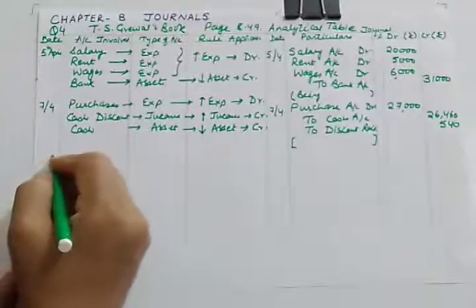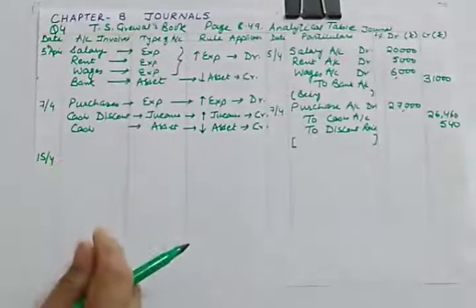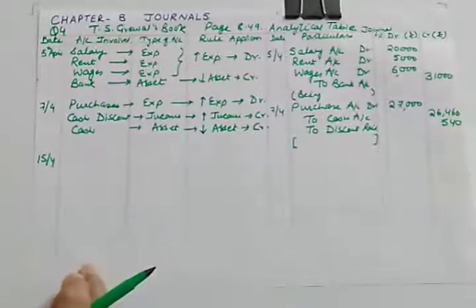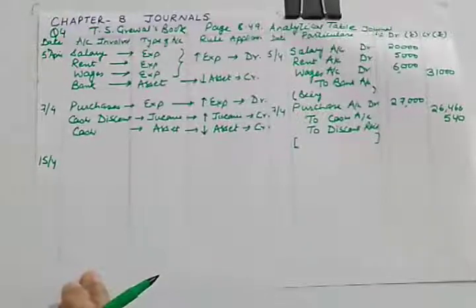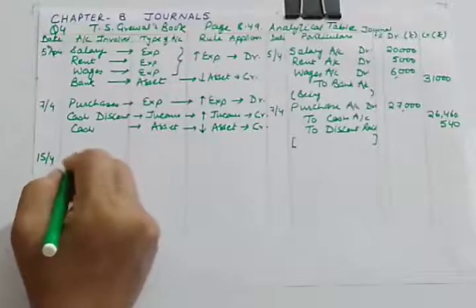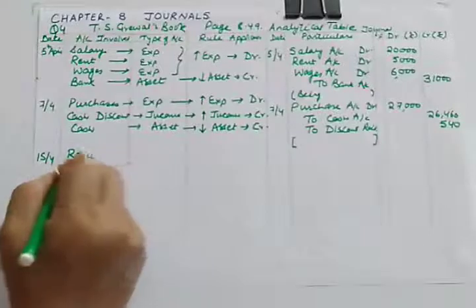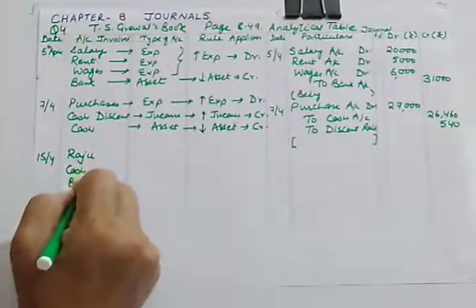Now we'll move to the next one. Next is on 15th April. Let me read the transaction first. Paid to Raju rupees 5,000 in cash and 7,000 by check. So you are making 5,000 payment in cash and 7,000 payment by check. So here also how many accounts are involved? There are 3 accounts involved. Number 1, you are making payment to Raju. So Raju account is there, and cash and bank.